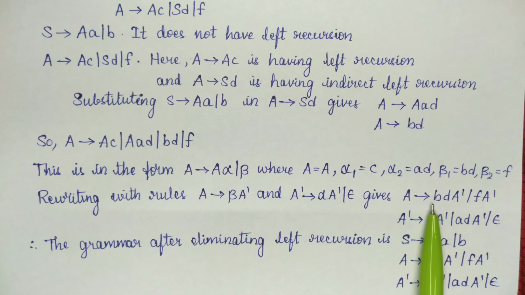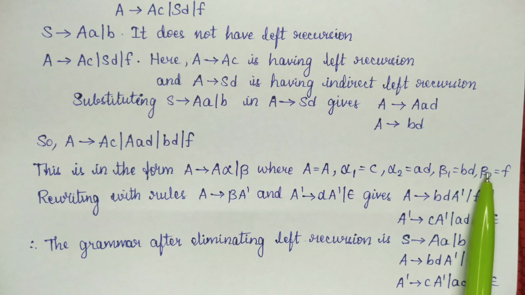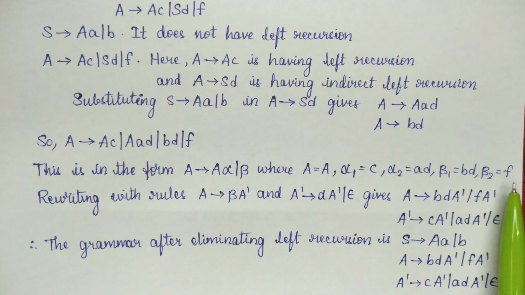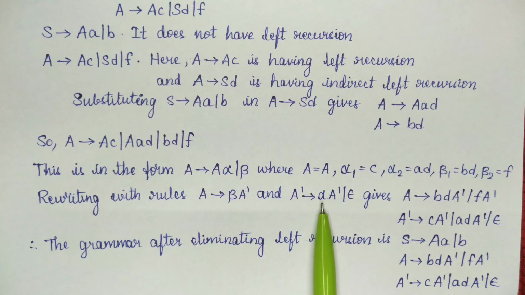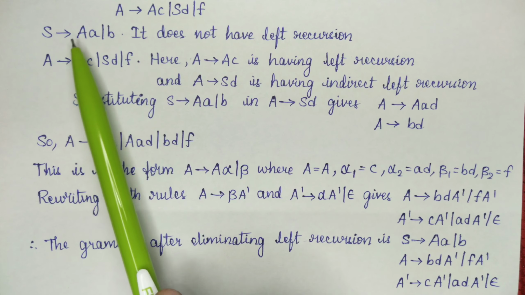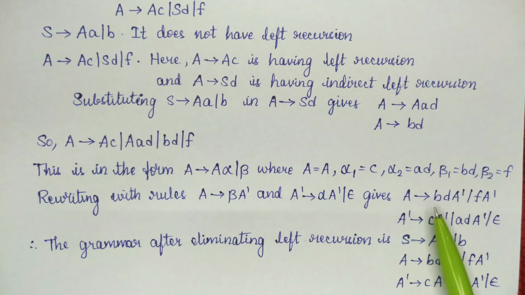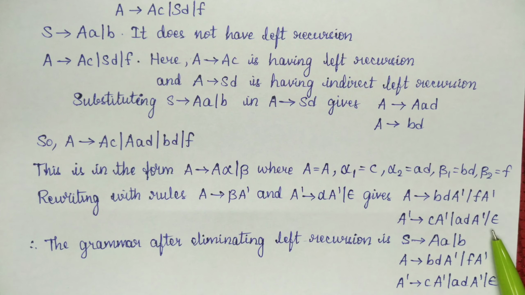Then A produces beta 1 BD A dash or beta 2 F A dash, and A dash produces alpha 1 C A dash or alpha 2 aD A dash or epsilon. So the grammar after eliminating the left recursion is S produces A or B, and A produces BD A dash or F A dash, and A dash produces C A dash or aD A dash or epsilon.